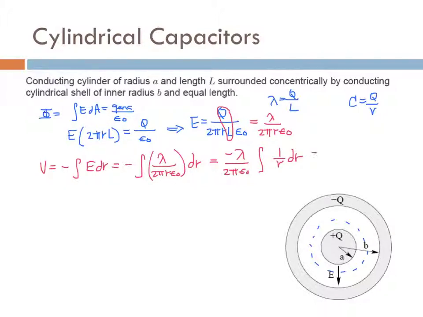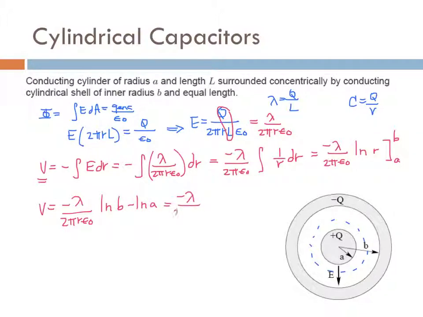And then take the integral. So here, the integral of 1 over r is natural log of r. And again, I'm going to integrate it between A and B, because that's where I want to know my potential between. So my potential is negative lambda over 2 pi r epsilon naught times natural log of B minus natural log of A, which just gives me the natural log of B over A.